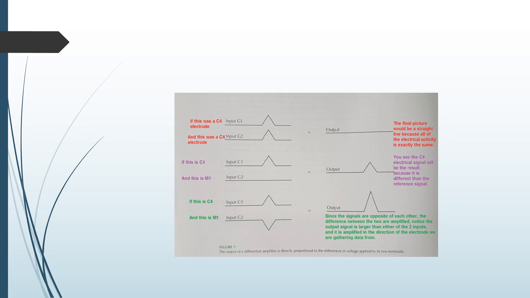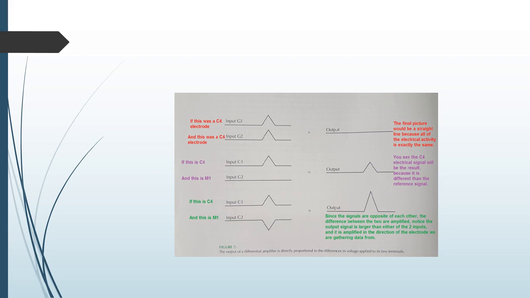So let's go down to the next two, input G1 and input G2, with the purple writing beside it. So if our input for G1 is C4 and our input for G2 is M1, notice the input 1 has a voltage, it has a triangle going up, and G2 is just a flat line. Now look what its output is going to be.